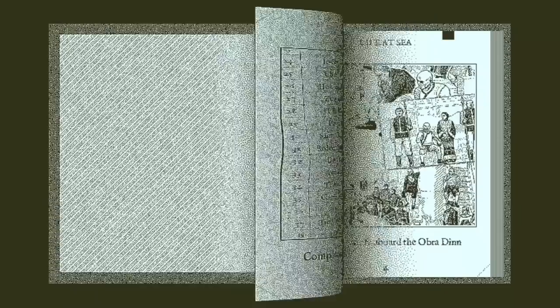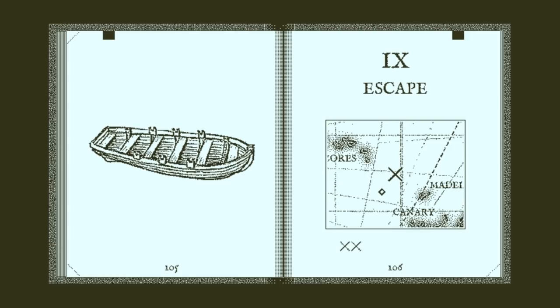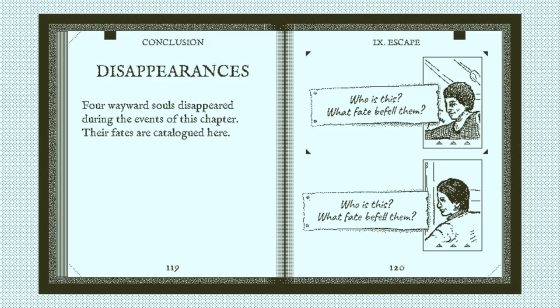Well, hold on now. So now we've discovered all these other people died and we're missing four? Is that what it's saying? Disappearances. Who is this? Okay. Yeah, we're missing four. Who are these people? What fate befell them? Oh, okay.